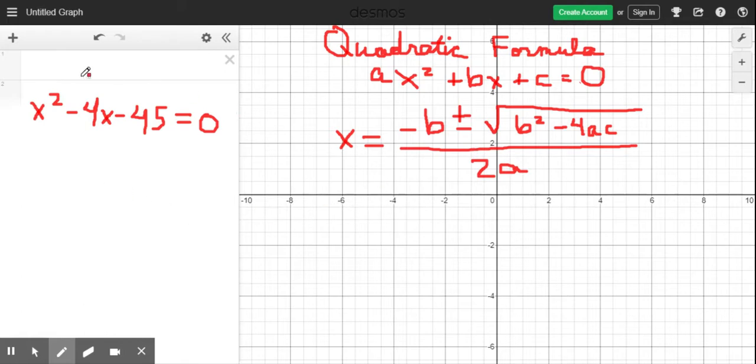Okay, so let's plug in the numbers. We have 1 for our a value. A is the number in front of your x squared. -4 is the b. -5 is the c. Be sure that you take the sign with it.